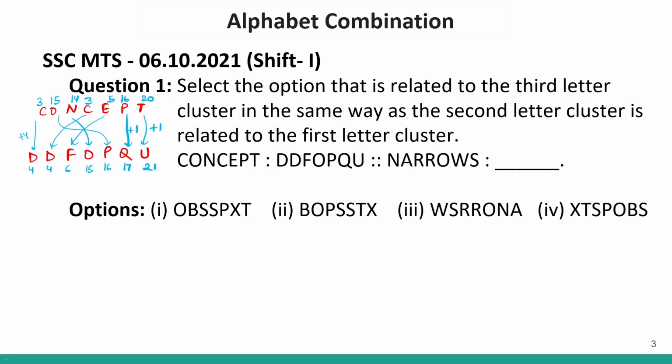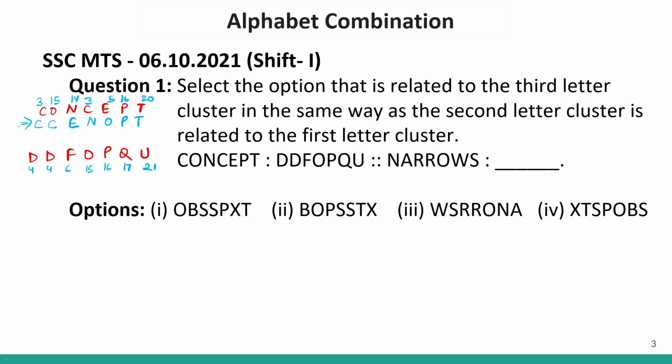But now, even after the arrangement, I cannot see a clear logic. So what I can do is first arrange them alphabetically. If I arrange them alphabetically, it will be C, C, then we will get E, N, O, P, T. Correct? We will get C, C, E, N, O, P, T.